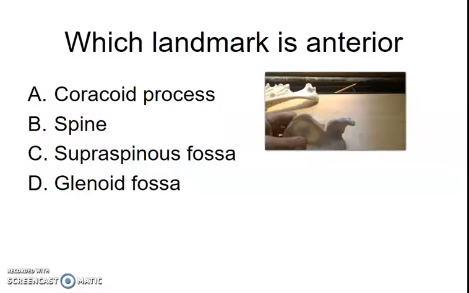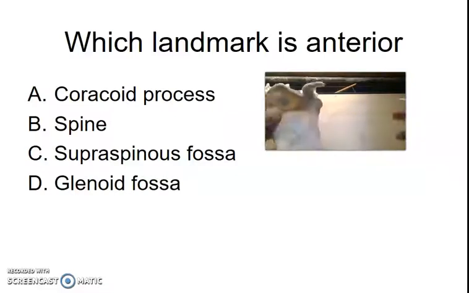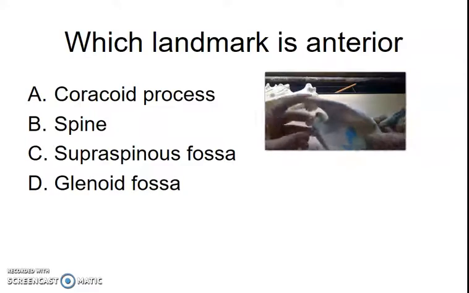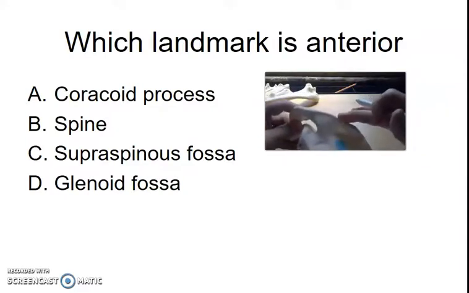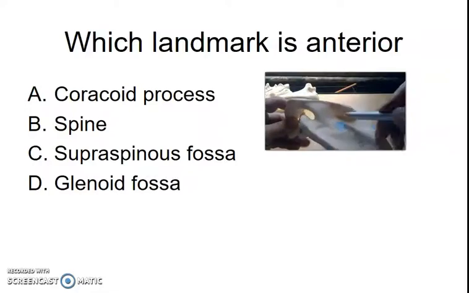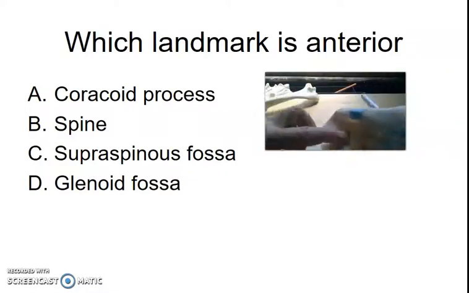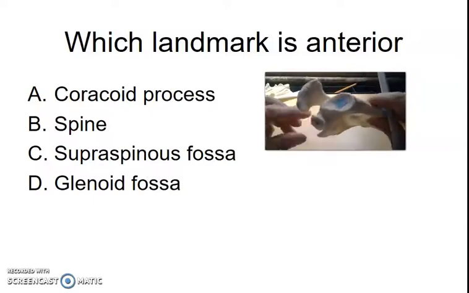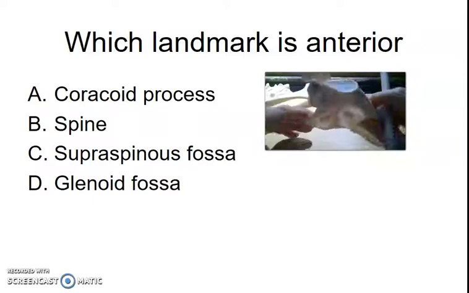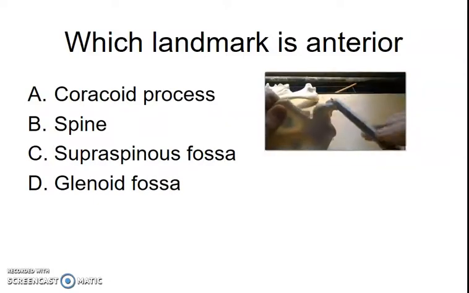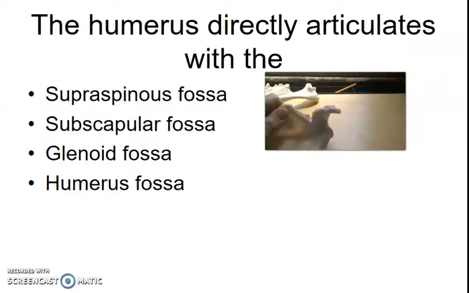What landmark is anterior? The spine of the scapula. Well, this is posterior. Remember, social dancing. The lead's hand is there. The supraspinous fossa. Well, this is the infraspinous. That's the supraspinous. The glenoid fossa. That's the glenoid fossa. So it must be the coracoid process right there. So the answer would be A.